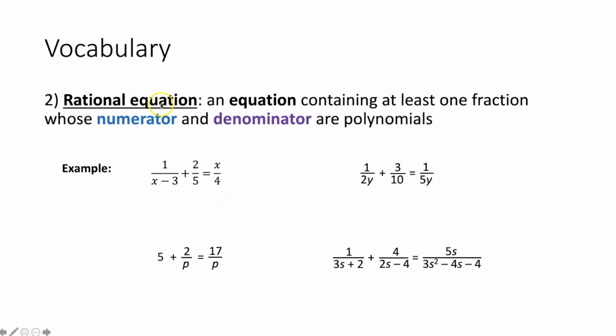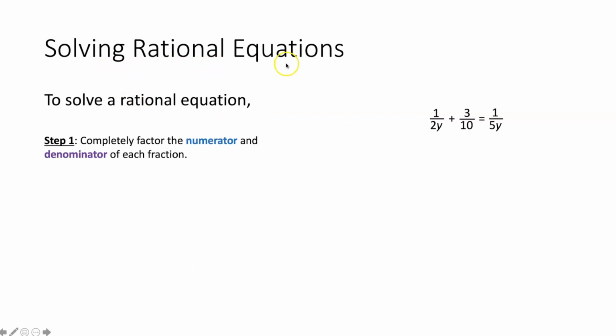Next vocabulary term is a rational equation. That would be an equation containing at least one fraction whose numerator and denominator are polynomials. So down here you can see 4 examples of rational equations, and this is what we're going to teach you how to solve today. Now let's talk about how we go about solving rational equations.